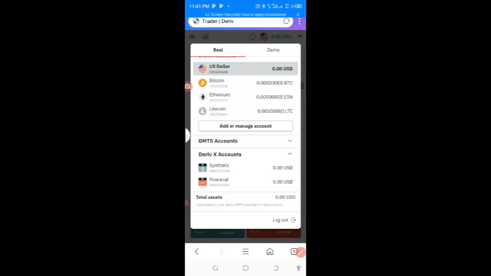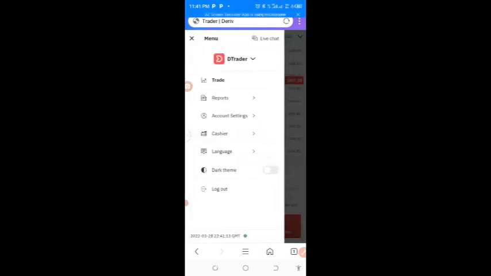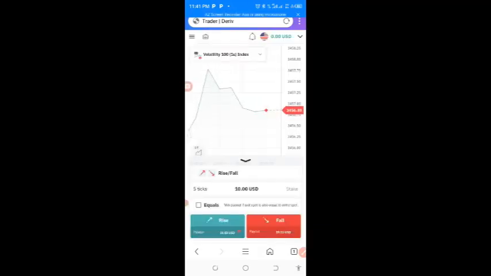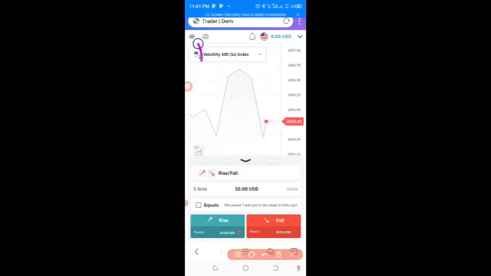So let me leave this place and move to where I'm supposed to go. Now you can see this side. Okay, let me show you where to go. Look at this area. Immediately you open your Deriv app like this, you see this area. Look at this place. That is where you will click. Just click on it.